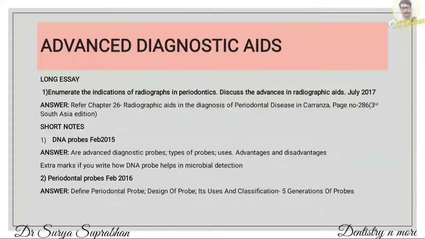Moving on to next question, that is periodontal probes. So in this question, first you have to write what is a periodontal probe. You have to explain the design of a periodontal probe, then what are its uses, and also the classification. That is the 5 generations of periodontal probes you have to enlist.